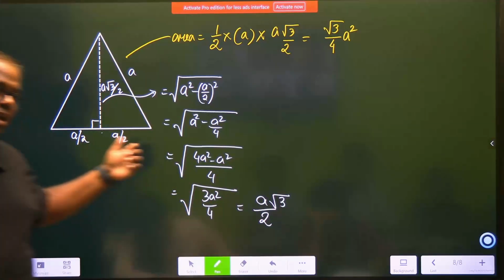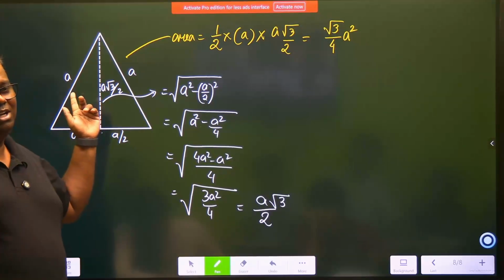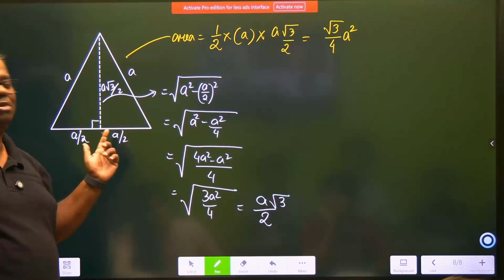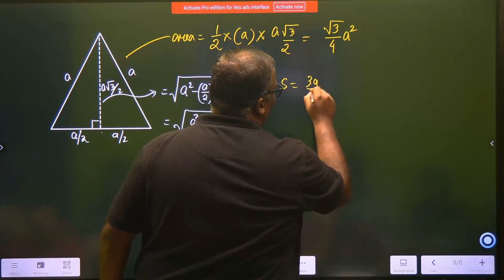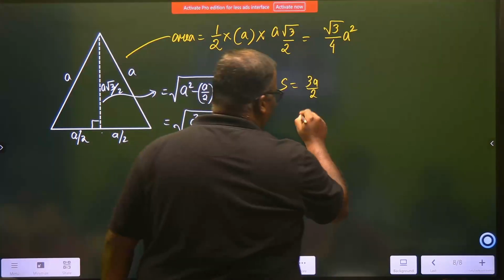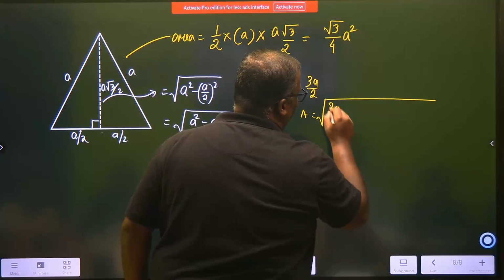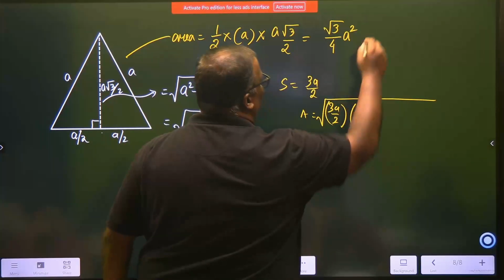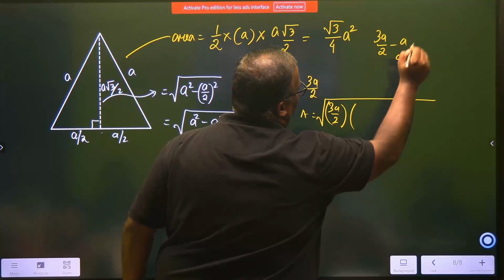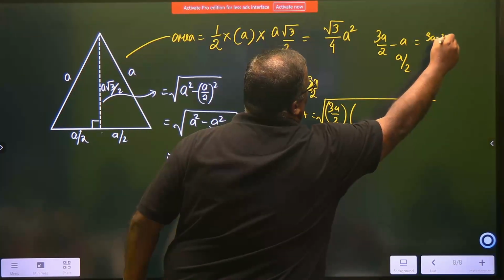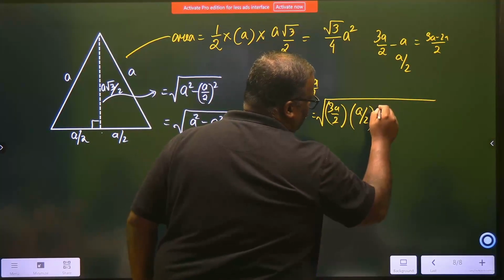And if you actually apply Heron's formula, then what is the semi-perimeter? Let's see. The semi-perimeter is 3a by 2. So what should be the area? Root over s into s minus a. So what is s minus a? 3a by 2 minus a. So it is how much? 3a minus 2a by 2, so it is a by 2. Agreed?